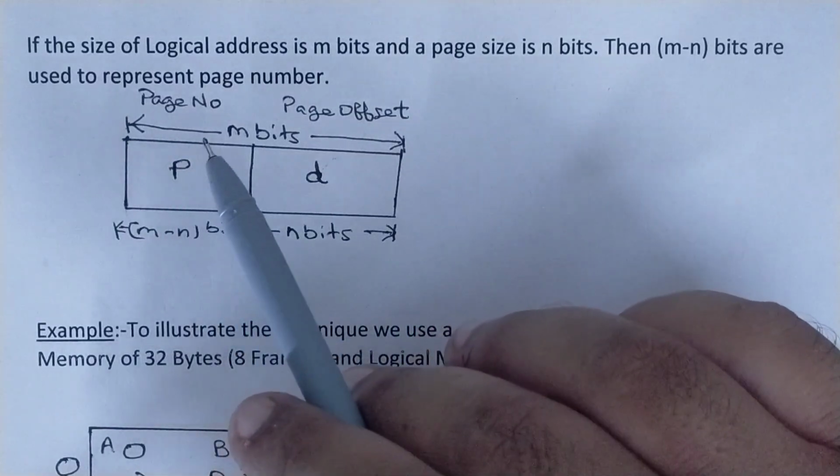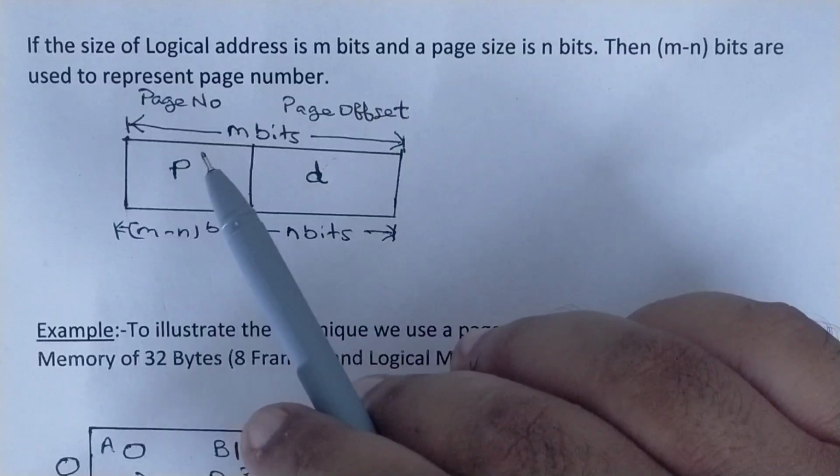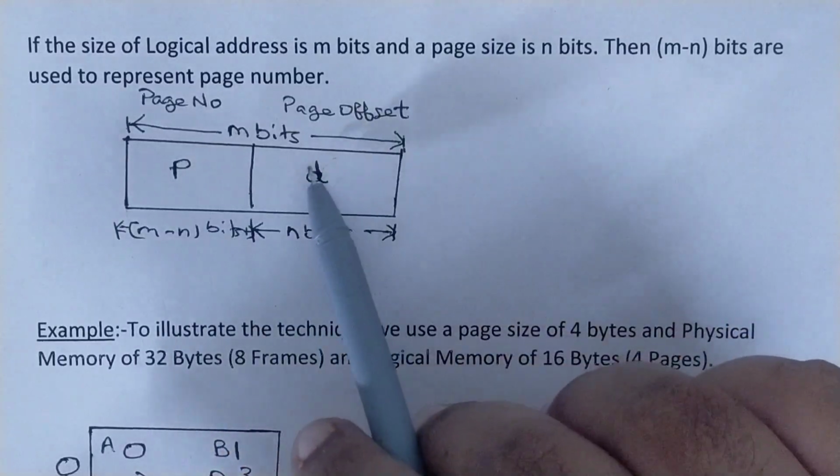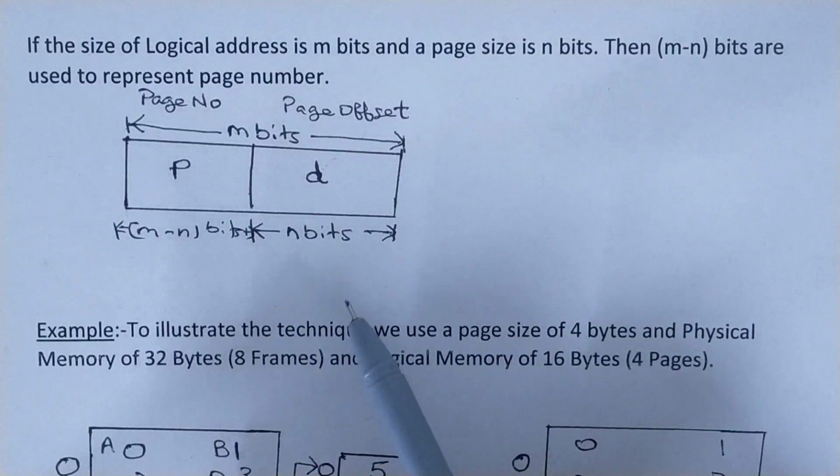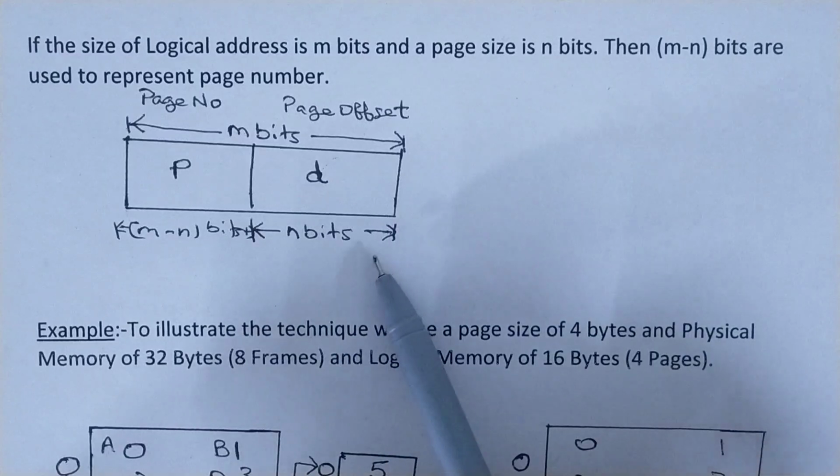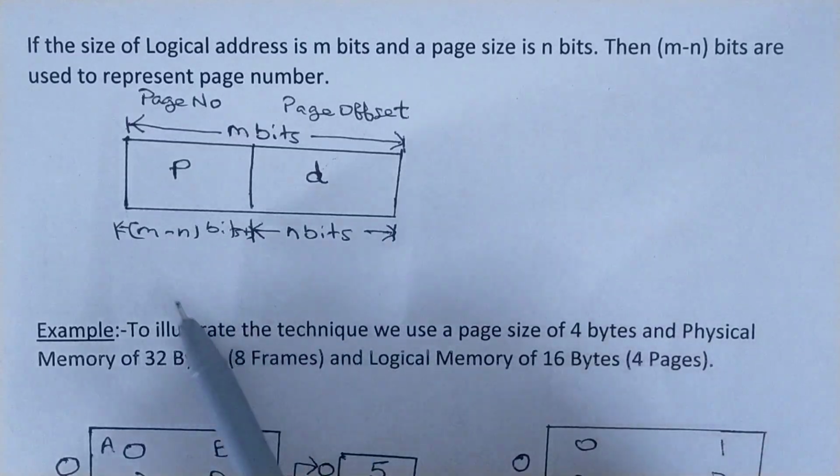Now in this diagram, if the size of logical address is m bits and page size, which we also call page offset, is n bits, then m minus n bits are used to represent page number.